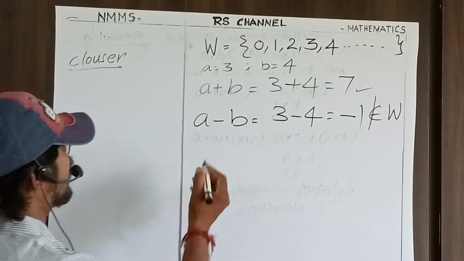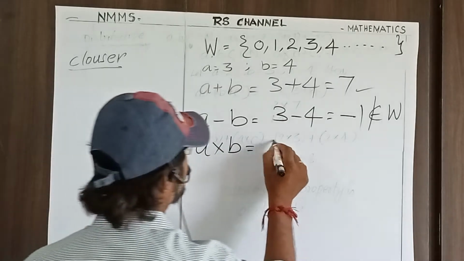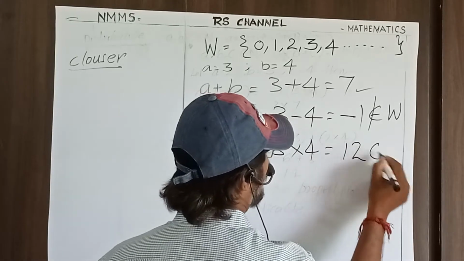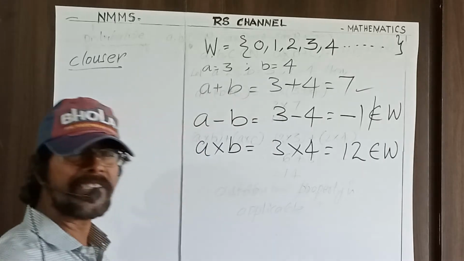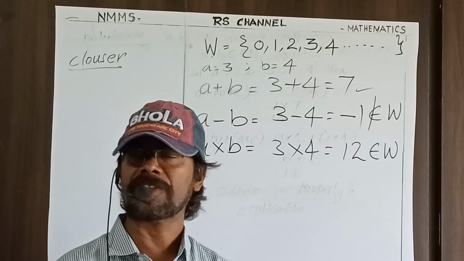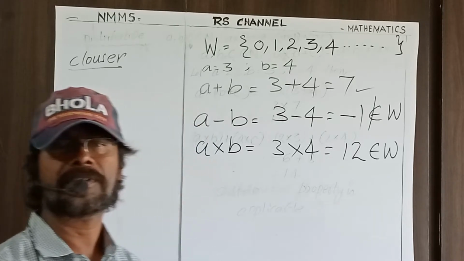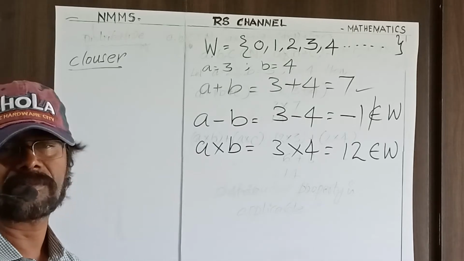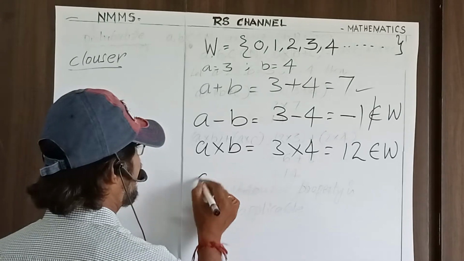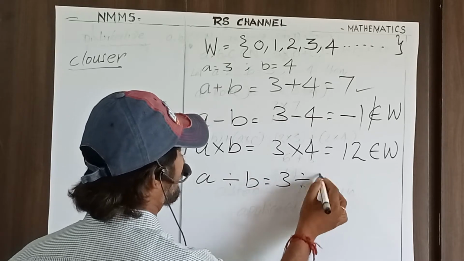Now, go for multiplication. A into B. So, A is 3, B is 4. We are getting 12. 12 belongs to W. 12 is a whole number. So A into B is equal to 12, a whole number. So it is closed. Multiplication is closed. Next, A divided by B, that is equal to 3 divided by 4.